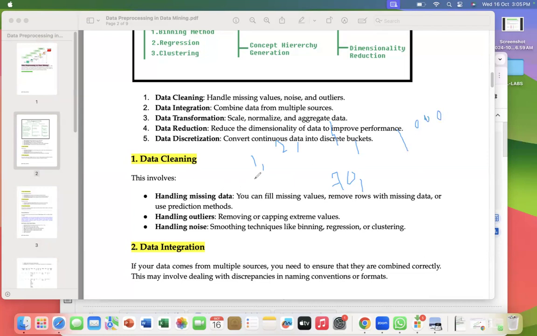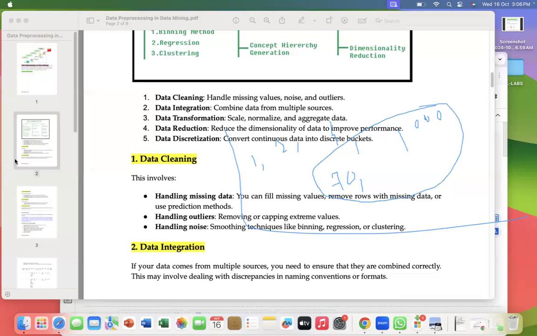Now you tell me, looking at these values, can you notice some kind of strange or different values in this set? Are you getting my question? I have given you the values 1, 2, 4, 70, 1000. Can you see something strange in this data set? Yes, sir. The 70 and 1000 are far apart from the other elements of the set.